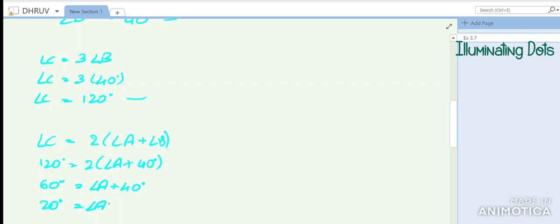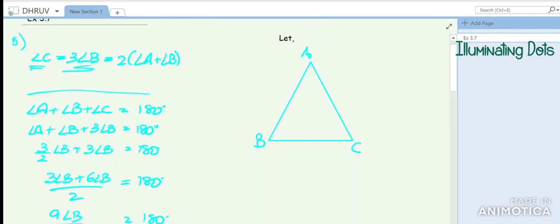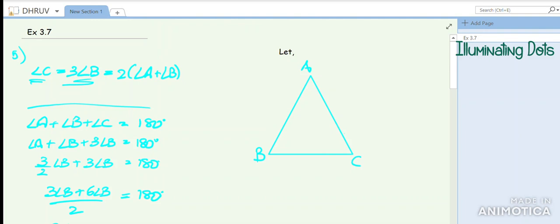So I have got the value of angle A, I have got the value of angle B, and also the value of angle C. So I'll just write it here. Angle A is equal to 20 degrees, angle B is equal to 40 degrees, and angle C is equal to 120 degrees. This triangle does not match the corresponding angles, but still a figure is a must in these types of questions. So it was just till here now.